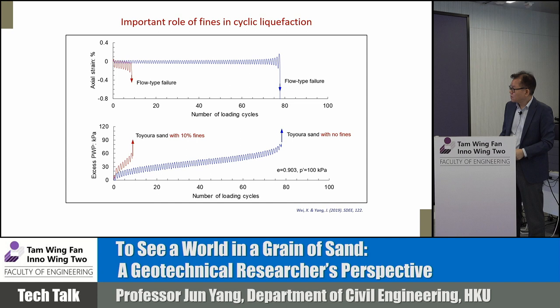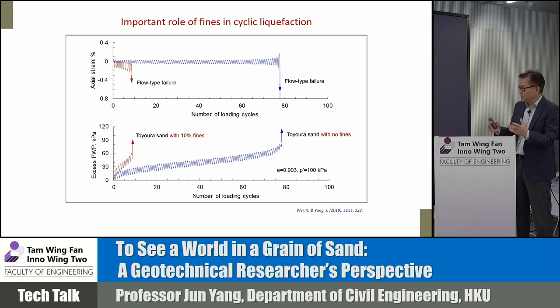So this slide gives you the test results of two specimens. One is Toyota sand with no fines, so this is the clean Toyota sand. One is Toyota sand with 10% fines. A small amount, not too much, 10%. And these two specimens are consolidated to almost the same state, and then we apply almost the same cyclic loading condition. But it's very clear they have different liquefaction resistance.